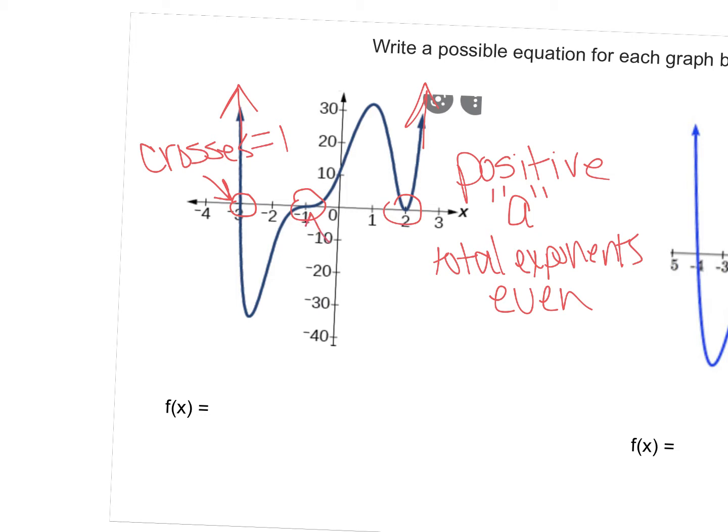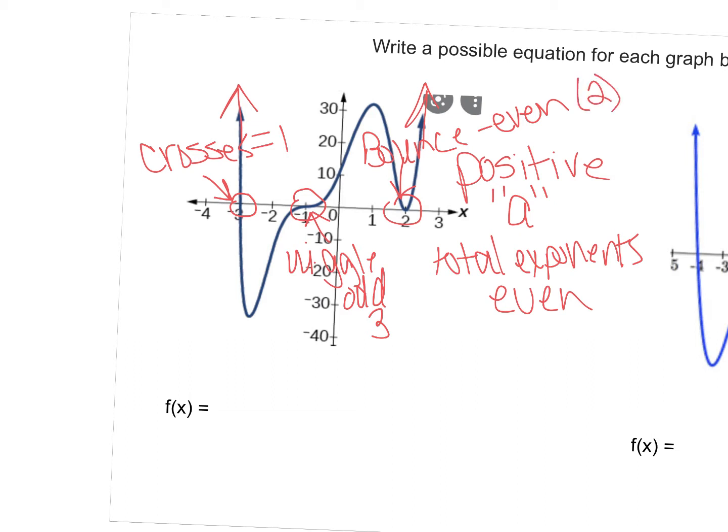If I look here at -1, I've got a wiggle. So when it wiggles, that means I have an odd exponent. And in this case, whenever we write the equations for right now, we are going to use the lowest odd or the lowest even exponent. So in this case, we are going to use a 3 as our exponent because that's our lowest odd number. And then over here at 2, I bounce. And when I bounce, that means that my exponent is even. And it also means that if I use my lowest exponent that's even, I'm going to call it a 2.